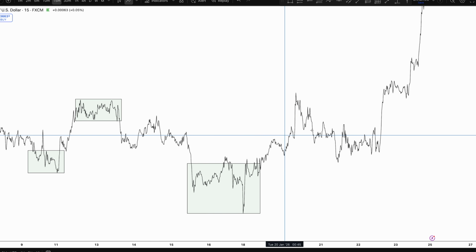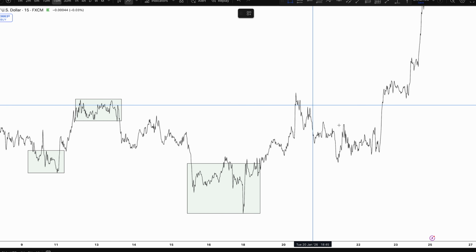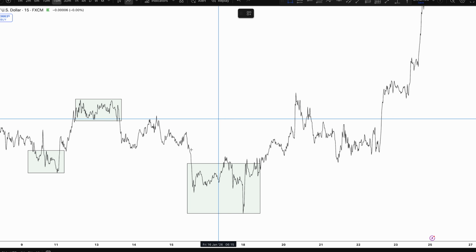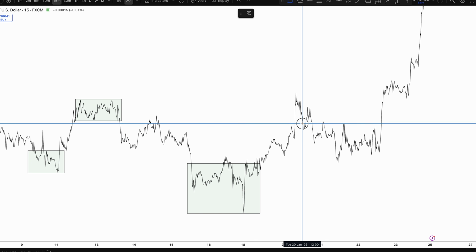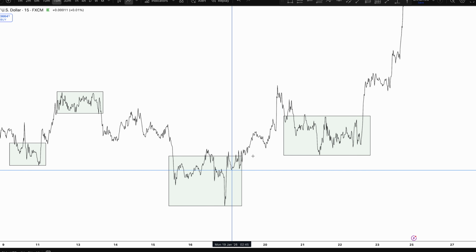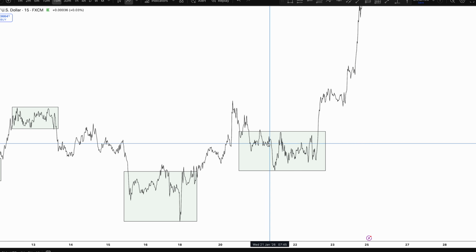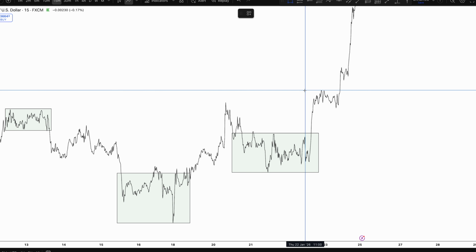Now, as we're on a line chart, we do miss out on some of the information. We're not going to see the wicks, but we get the general idea. It's easier to visualize here on a line chart, okay? So here we have basically a run up, and then we start to accumulate inside of this range. And this is one of those reaccumulations, because we have markup, reaccumulation, that sweep to the downside, and then we have markup again.